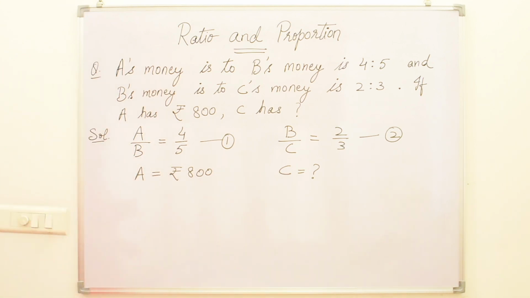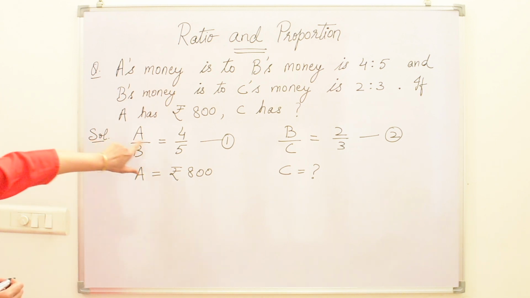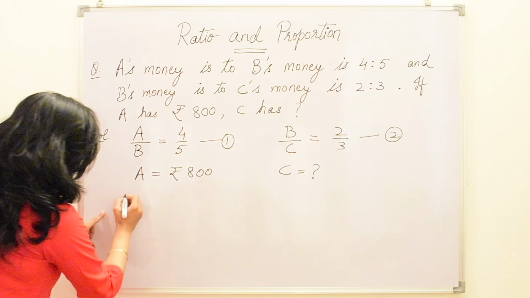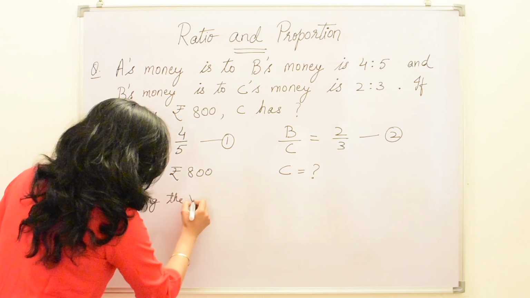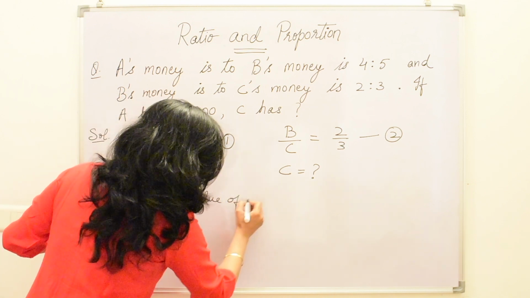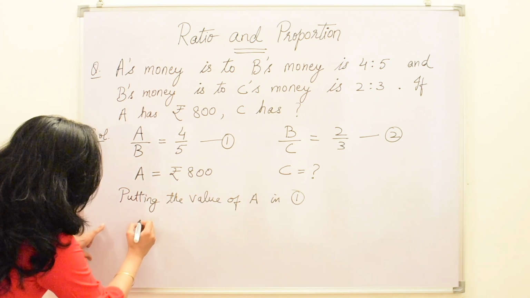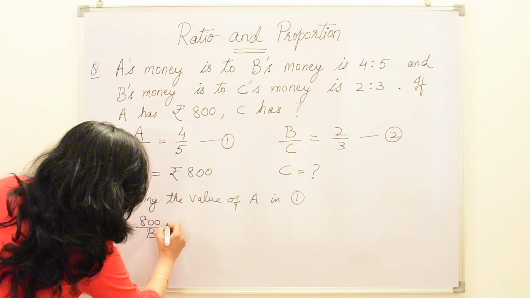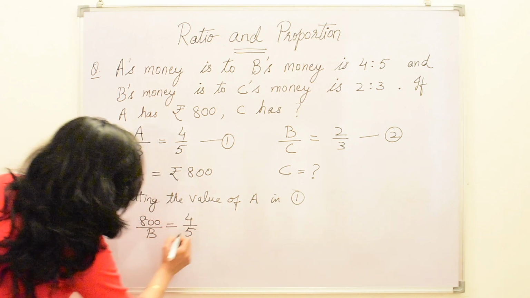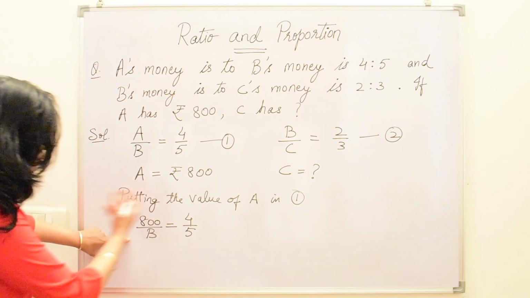Now we will further solve it. Now see, putting the value of A in the first statement. A is 800 by B, which is equal to 4 by 5. We have placed the value of A, which is rupees 800, in this statement. We get this. Now we will solve it.